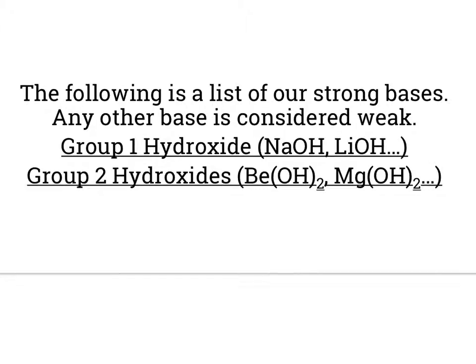The following is a list of our strong bases. Any other base is considered weak. Now these are a lot easier to remember. Any of our group 1 hydroxides or group 2 hydroxides, meaning any metal from our group 1 or group 2 with the corresponding hydroxide shoved on it. Those are the first 2 columns, not including H, because HOH is just water, which technically is an acid and a base. But any of our first column of elements or second column of elements with an OH on it, we are going to be considering those strong bases.